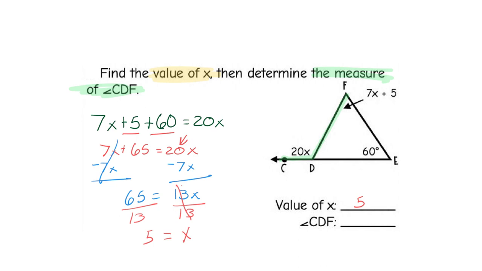Now I need to figure out the measurement of angle CDF. In order to do that, let's look at what we know for measurement of CDF. So we know that is going to be 20x. So we have 20x, take 20, insert the value for x that we have, which is 5. So the measurement of CDF is 20 times 5, which is 100. So the measurement of angle CDF is 100 degrees.